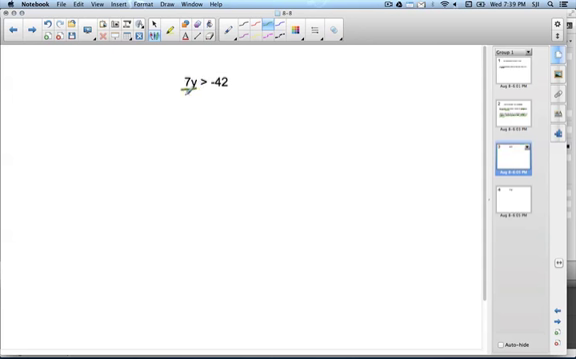So I'm going to divide this side by 7, and I'm going to divide this side by 7. The number that I'm dividing by is positive. Just because the 42 is negative doesn't mean that's the number that I'm dividing both sides by. These two 7s cancel out, so you're left with y. And since the number that you're dividing by is not negative, you don't have to change the direction of the inequality sign. We're going to keep it greater than, and negative 42 divided by 7 is negative 6.